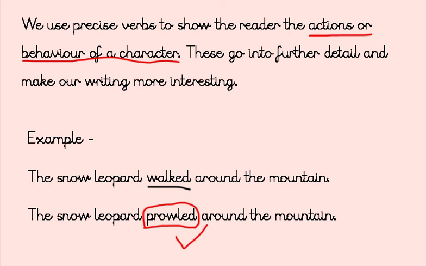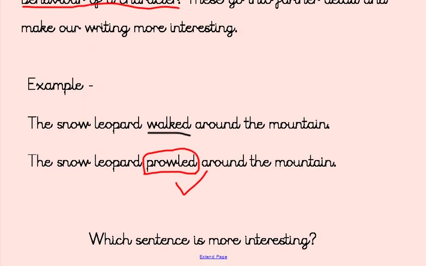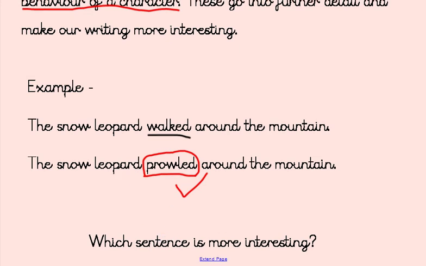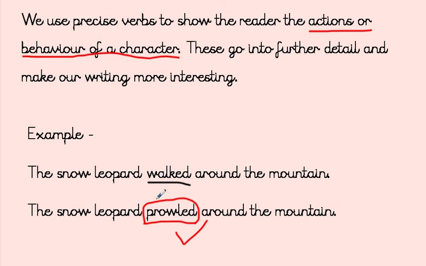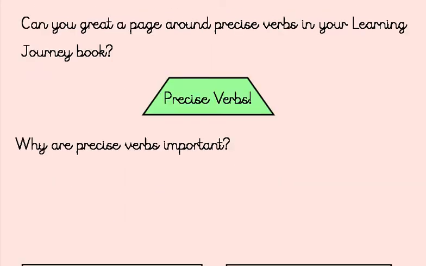I'm going to put a tick next to it there so we know what we're trying to achieve today. And as I've just said down here, which sentence is actually more interesting? Well, we know the one with the precise verb is. So what we're going to think about today is precise verbs in greater detail. Why is a precise verb important?